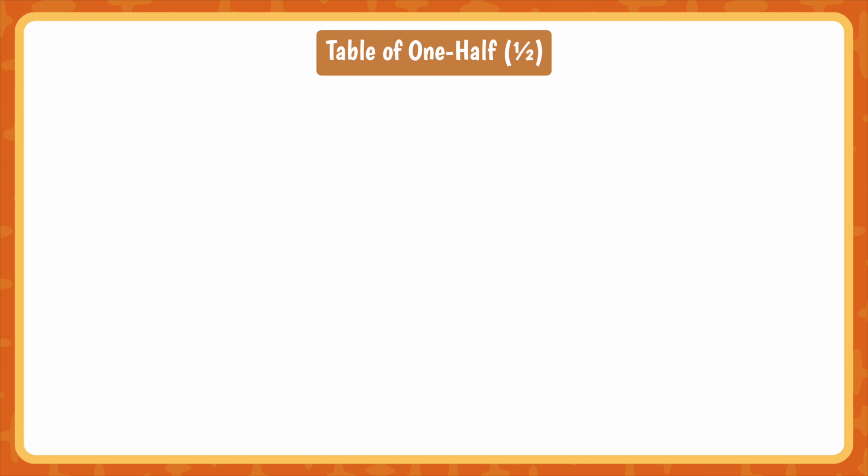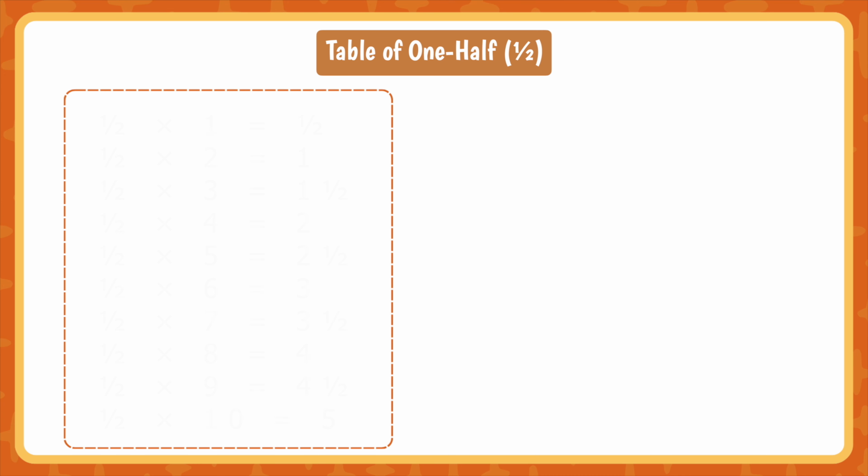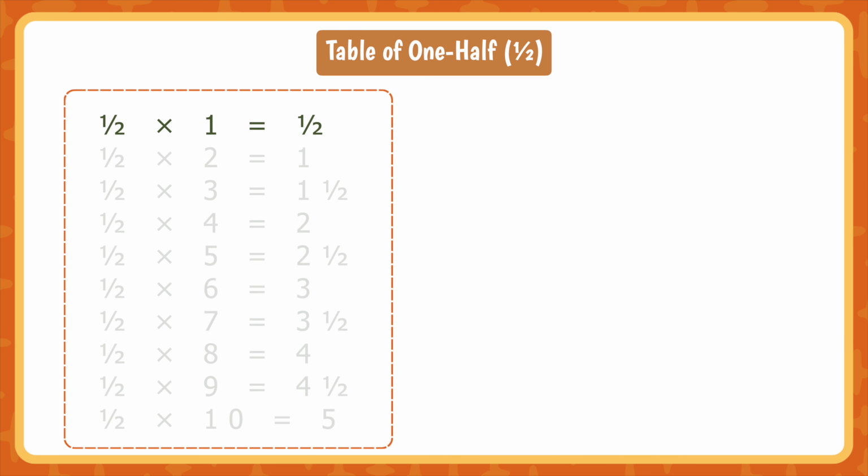Table of 1/2, a half. Let's read the table. A half times 1 is equal to a half. A half times 2 is equal to 1. A half times 3 is equal to 1 and a half.